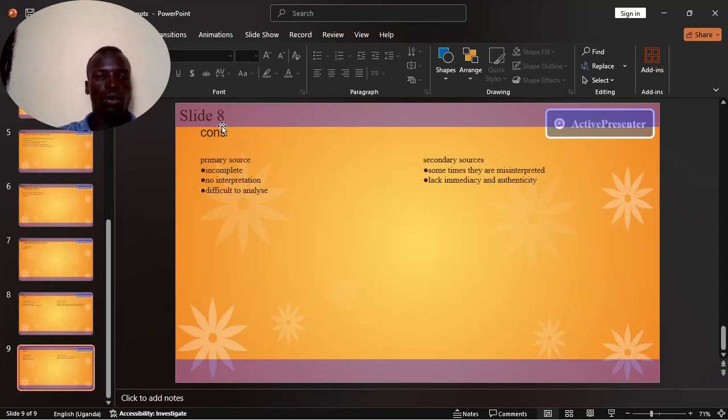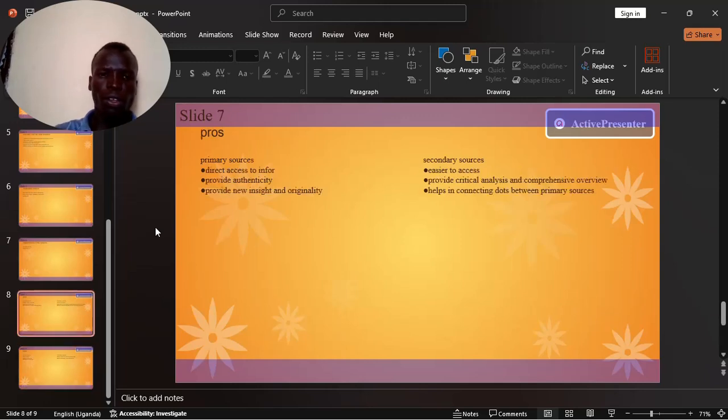Now, what we call pros and cons are somehow like the advantages and disadvantages of a particular thing or a given concept. Today we are going to look at the pros of the primary sources, and link it to secondary sources. We will be able to know it very well because it's very important.